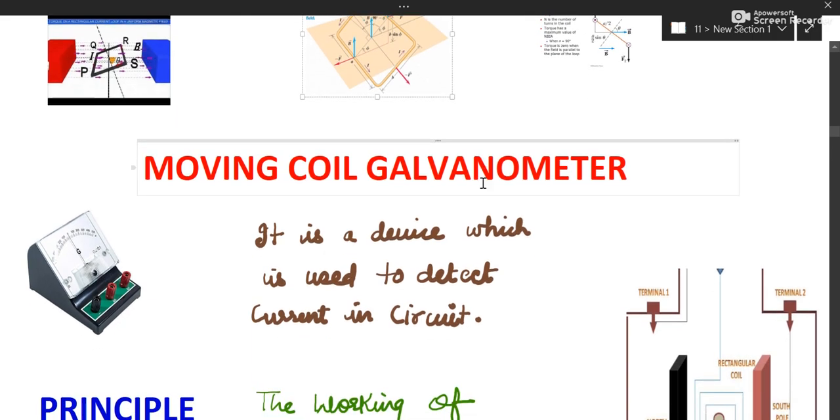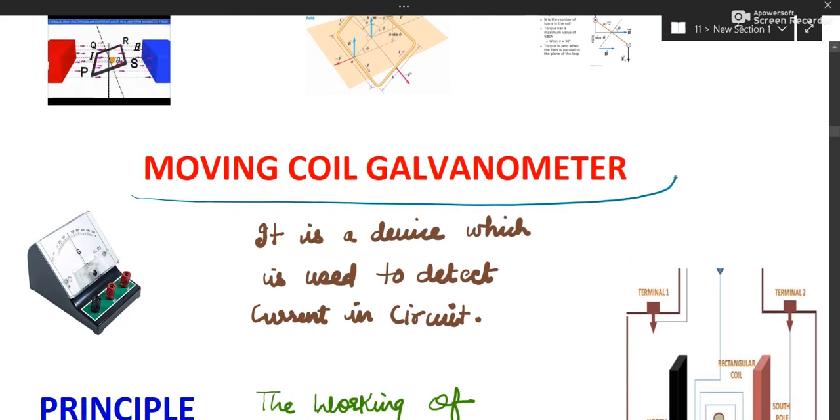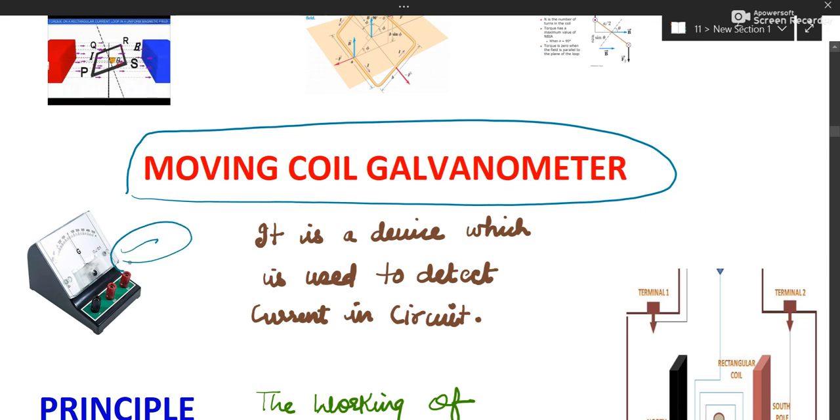Okay, so this is the second important topic, second major topic of this video and second major topic of your chapter as well, moving coil galvanometer. So what is this type of galvanometer that we'll use in lab? This is moving coil galvanometer. What is it? It is a device which is used to detect current in the circuit, whether current is flowing or not. So you can detect with a galvanometer.